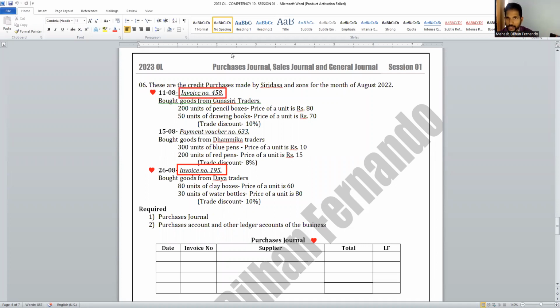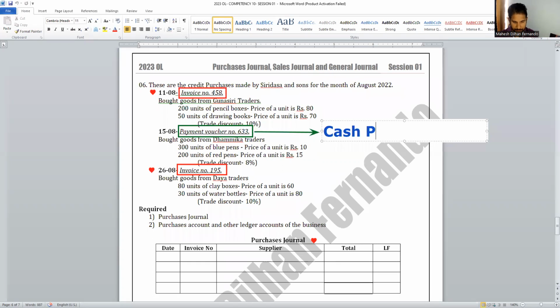But please observe, the source document on 15th is not an invoice. Then what is it? It is a payment voucher. I think at this moment we have studied that. The payment voucher is used to record the cash payments. Therefore, this transaction is not a credit purchase.